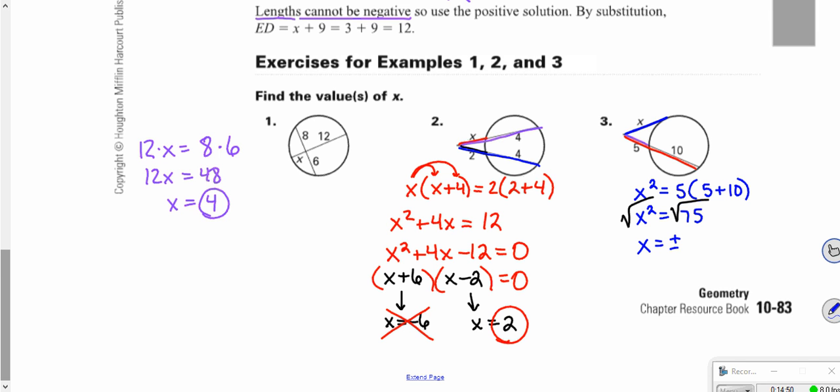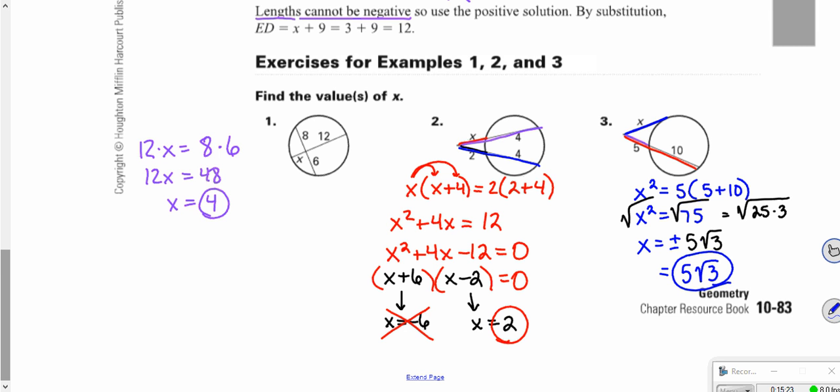Now keep in mind, first of all, let me keep working here. Square root of 75 would be like 25 times 3. So this gives me 5 root 3. We've already talked about simplifying square roots. So again, I don't have to worry about the minus because we're talking lengths or distances. So all I need is the positive, 5 root 3. That would be my answer. Okay, I hope that makes sense.